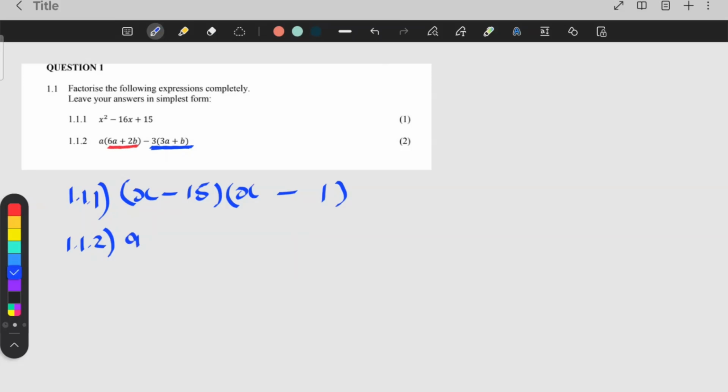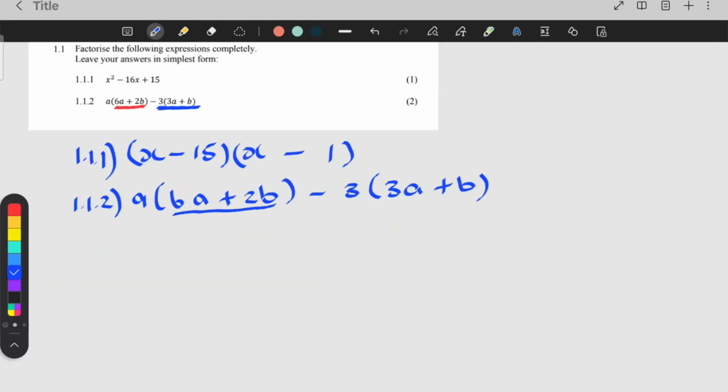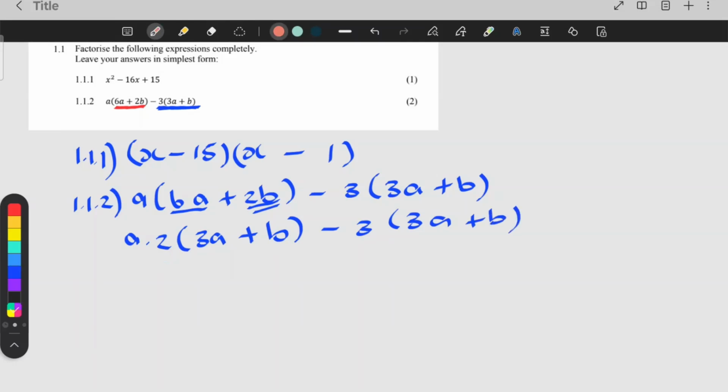So let me write this down. This bracket, there is a common factor over there. There's a number that goes into 6 and into 2. That number is 2. So I'm going to leave the a there and then take out 2. Open bracket. This divided by 2 is 3a, and this divided by 2 is only b. Okay? And then I leave everything else as it is. So now I still have two terms, eh? It's this one and that one.